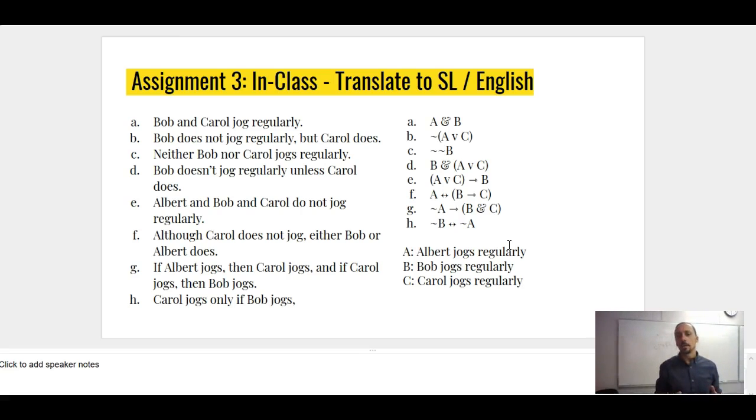Neither Bob nor Carol jogs regularly. The neither-nor can be expressed in 2 ways. It could be a negated disjunction or a conjunction, an and, where both conjuncts are themselves negated. Why don't we do it the disjunctive way? So answer C would be, it is not the case that Bob or Carol jogs regularly.